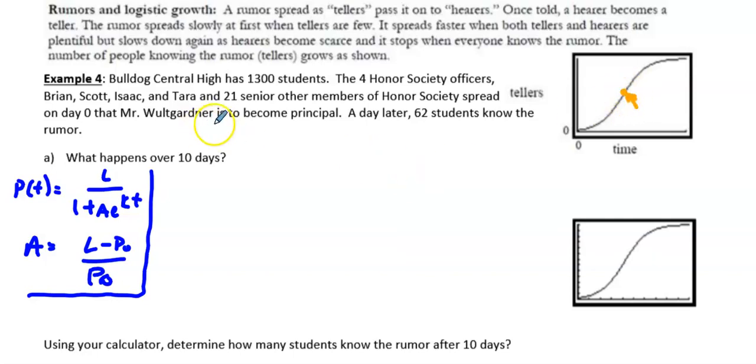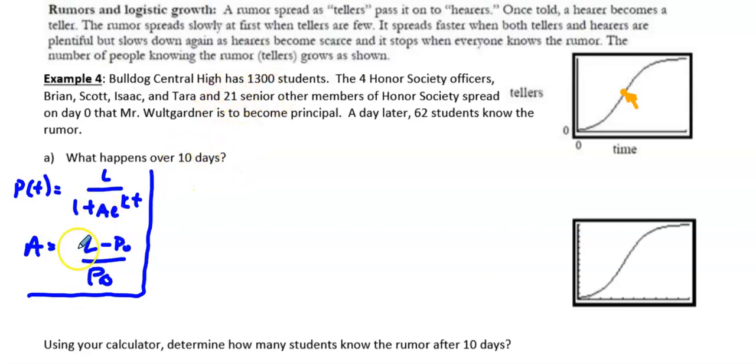So let's actually read the question and see what's going on with this. Bulldog Central High has 1,300 students. There are 4 Honor Society officers, Brian, Scott, Isaac, and Tara, and 21 senior members of Honor Society, who spread on day 1 that Mr. Woolgardner is to become principal. A day later, 62 students of the 1,300 know the rumor. What's happening over 10 days? How many students are going to figure this secret out based on this information in 10 days?